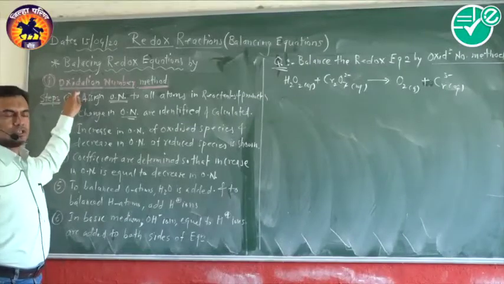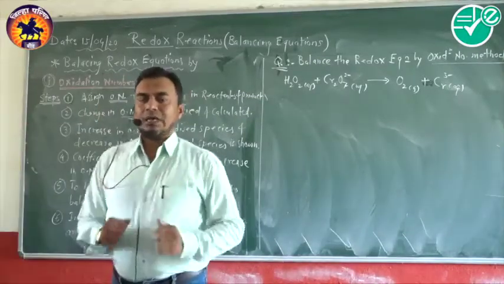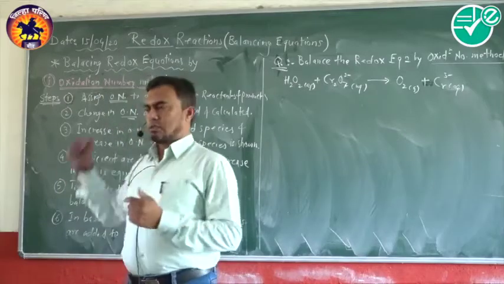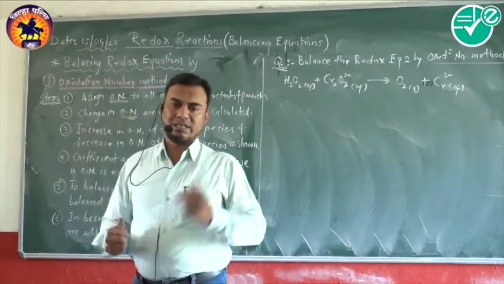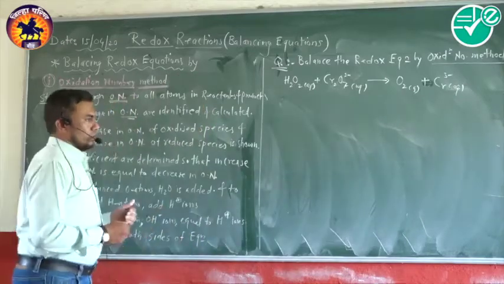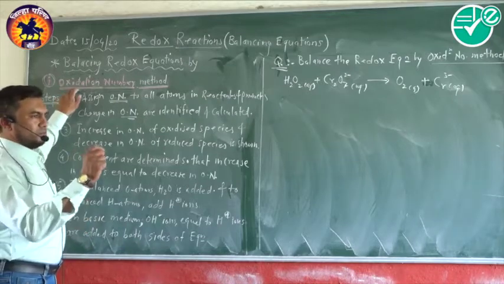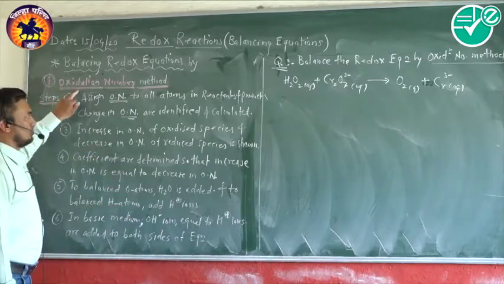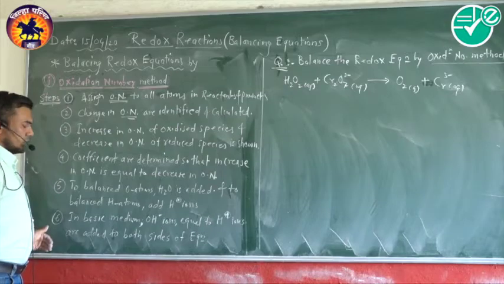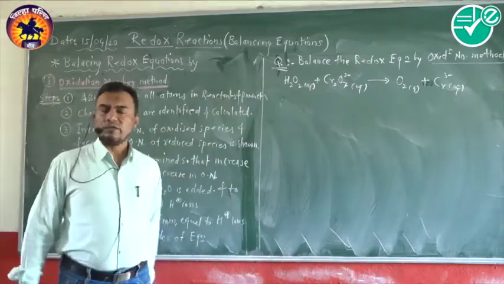Using the oxidation number method. We have two methods to balance the redox equation: one is the oxidation number method and the second is the ion-electron method. So first we'll see the steps involved in balancing an equation by the oxidation number method. We have six steps to balance the redox equation.